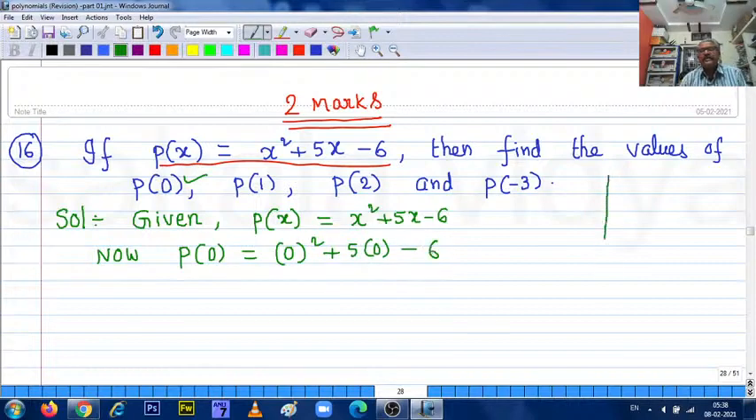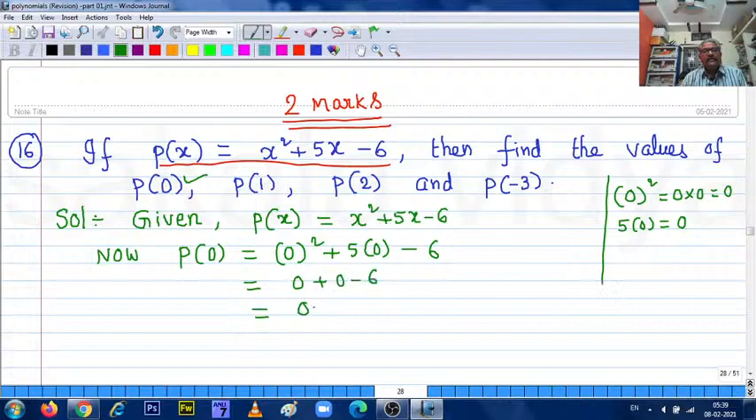So my dear children, in rough part you check, 0 square means, don't get any confusion, 0 into 0 is 0, 5 into 0 is 5 times 0, that's all. So here we write 0 plus 0 minus 6, 0 plus 0 is 0, minus 6, 0 minus 6 is minus 6. So therefore p of 0 equals minus 6. This is completed. Now you might have got an idea how to find out p of 1 also.